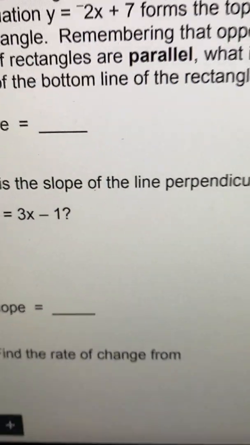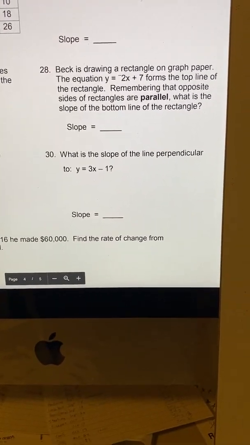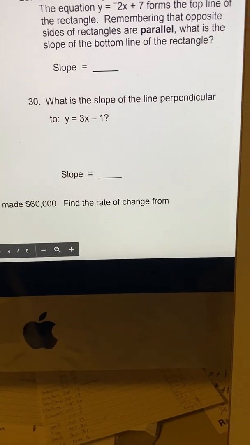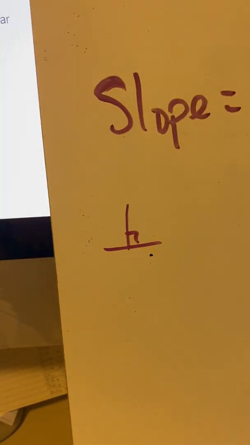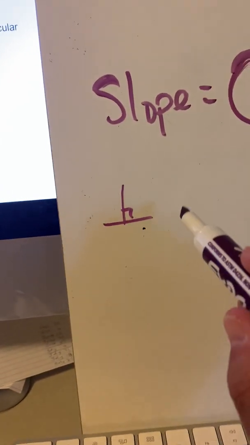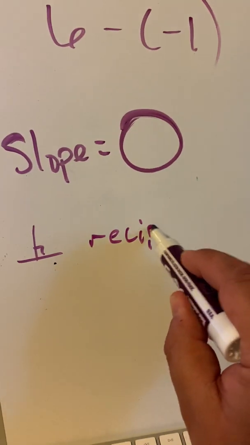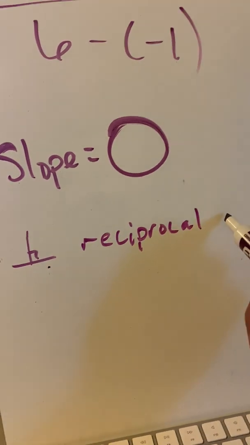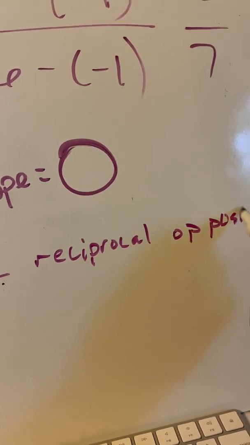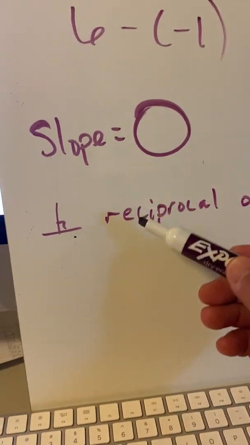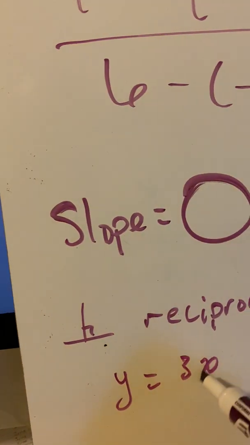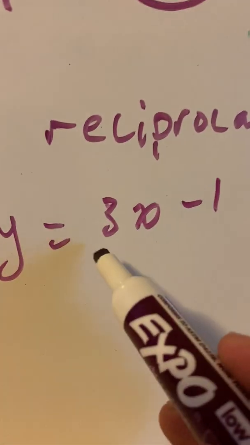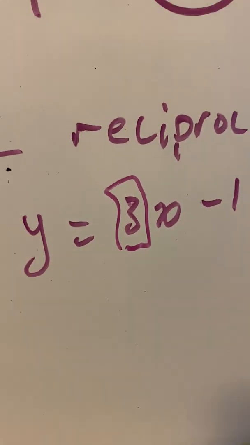Now here you need to know the rule for perpendicular. The slopes of perpendicular lines, that's 2 lines that intersect to form 90-degree angles, like that, are the reciprocal and opposite. What that means is you look at the slope of the equation, which was y is equal to 3x minus 1. Okay? Y is equal to 3x minus 1. The slope of the line is 3.